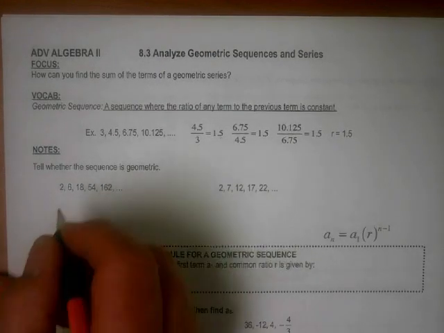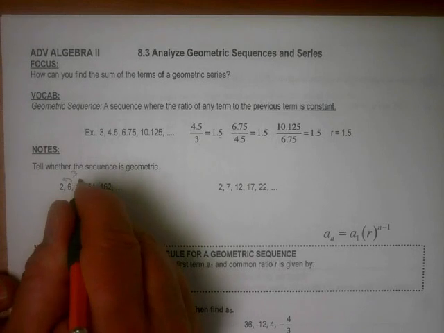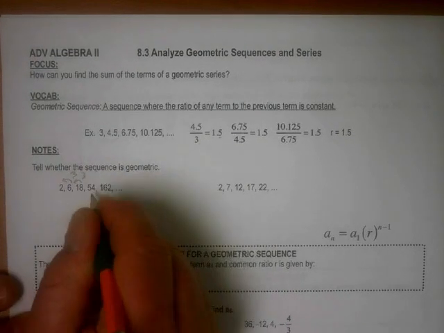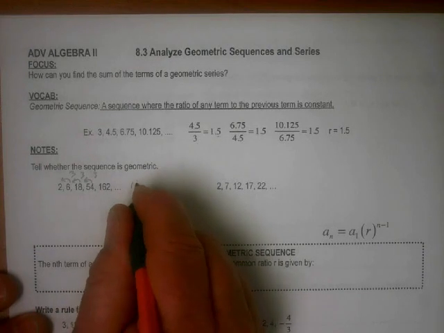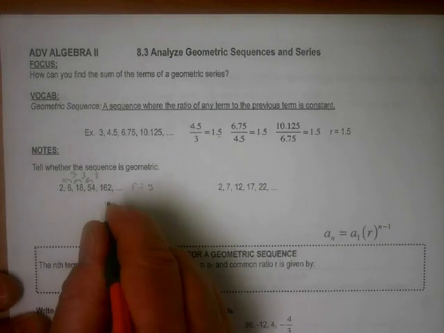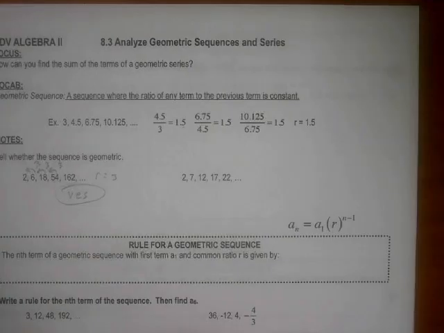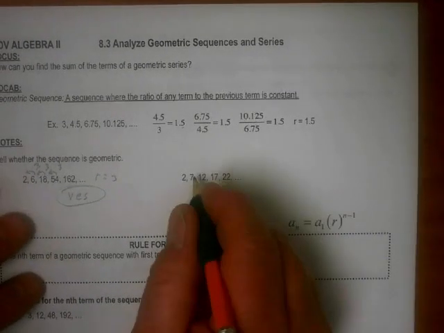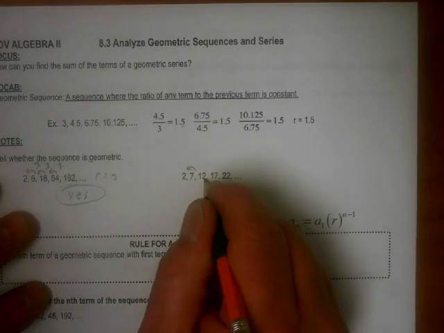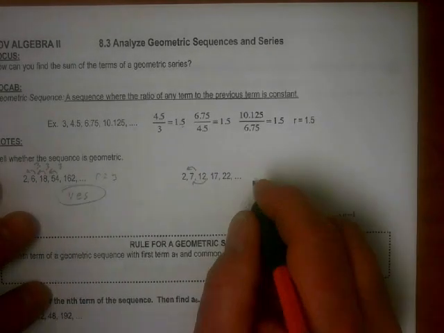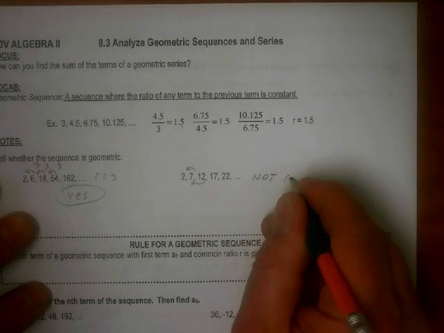Now let's check and see if this one is. 6 divided by 2 is 3. 18 divided by 6 is 3. 54 divided by 18 is 3. So r equals 3. Yeah, it's geometric. Now let's take a look at this one. 7 divided by 2 is 3.5. 12 divided by 7 is not 3.5. Not geometric.